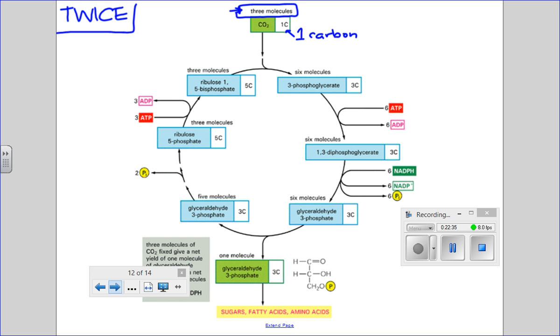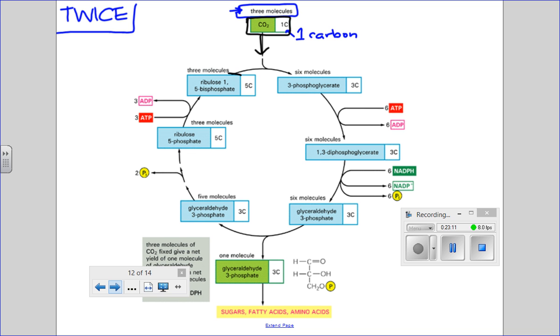So you absolutely need to know that CO2 enters the cycle. So I would expect you to know that 3 CO2s enter. I would expect you to know that the formula for carbon dioxide is CO2, and that that means there is 1 carbon. So you need to know what CO2 is. Now, since it's a cycle, there's not really a beginning and an end, but I always like to start at the point where CO2 enters. So we'll call that the beginning, even though there really isn't a beginning and an end.